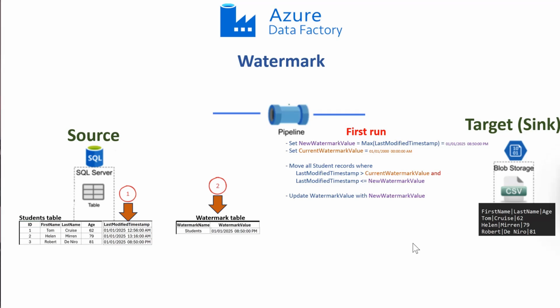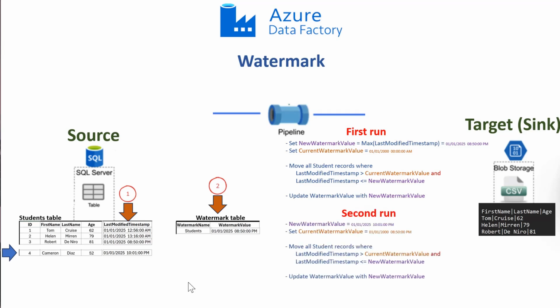If we run the pipeline for the second time, the same logic will happen. But let's assume that we've added a new record to our source table. And definitely the timestamp would be greater than the last one that we had earlier. We run the pipeline for the second time, and this time the new watermark value would be the maximum of this date and time. This time it gets populated with 10:01 p.m.